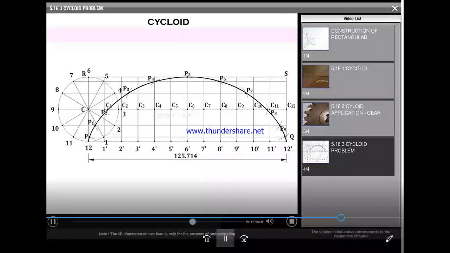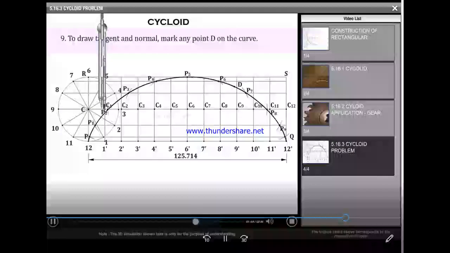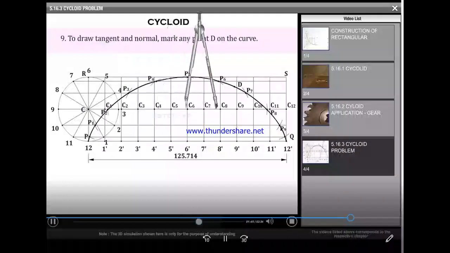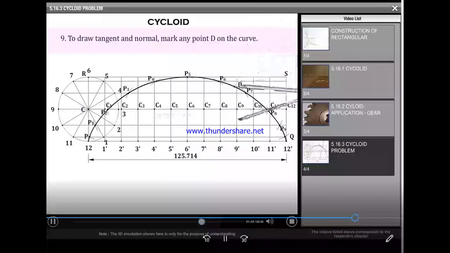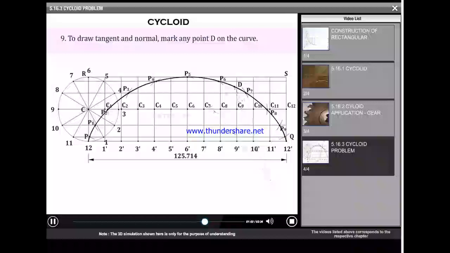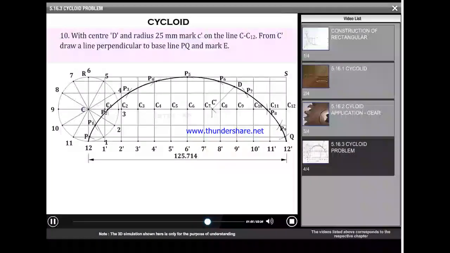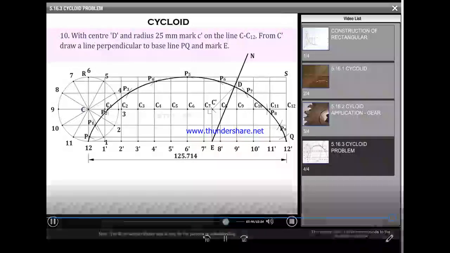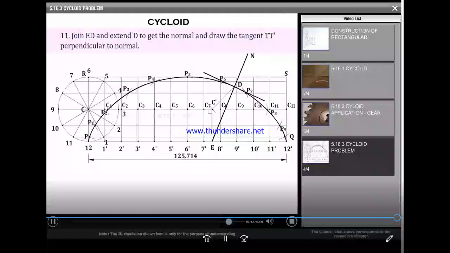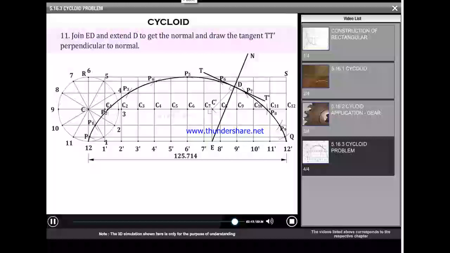Once again repeat. To draw tangent and normal, mark any point D on the curve. With center D and radius equal to 25 mm, mark C dash on the line CC12. From C dash, draw a line perpendicular to baseline PQ and mark E. Join ED and extend it to get the normal. Now draw the tangent TT dash perpendicular to the normal.